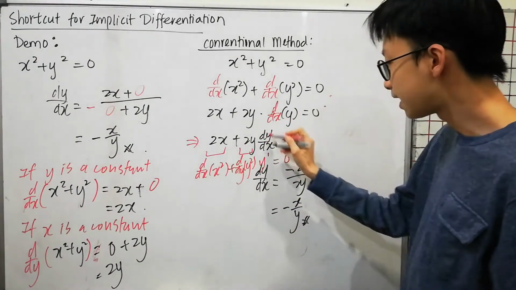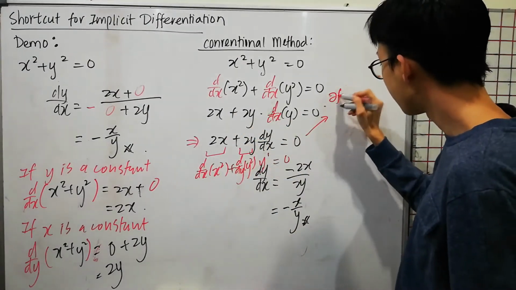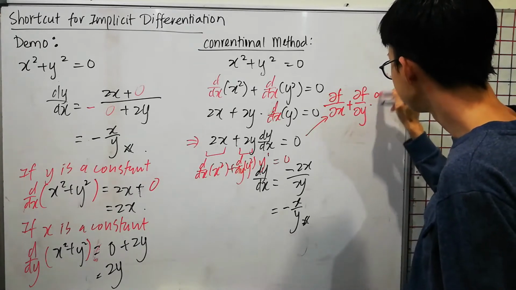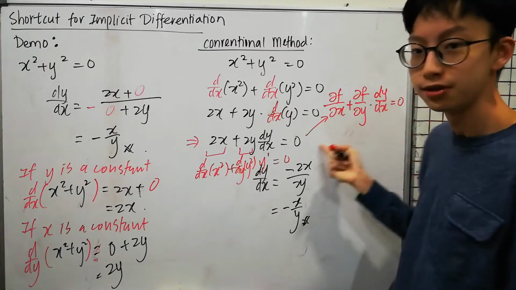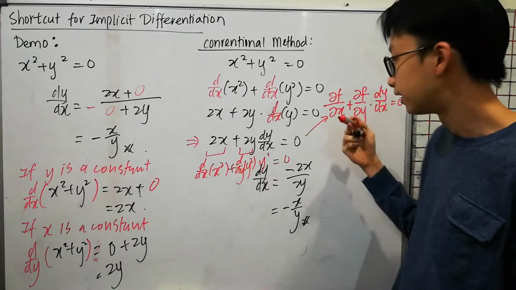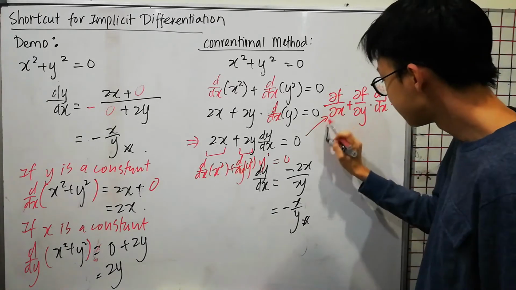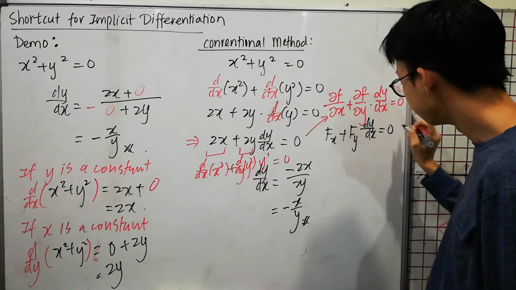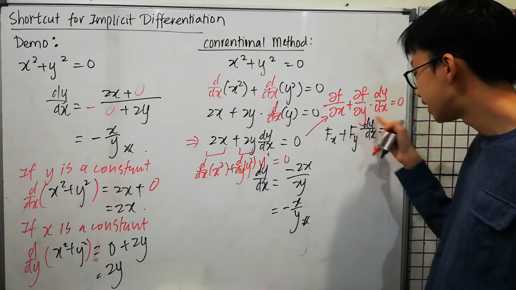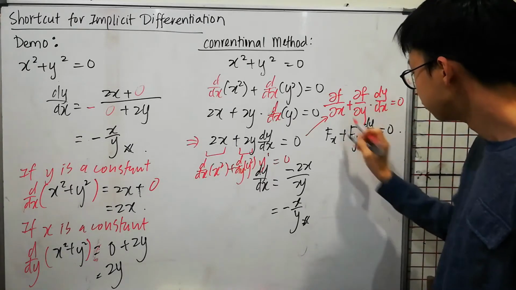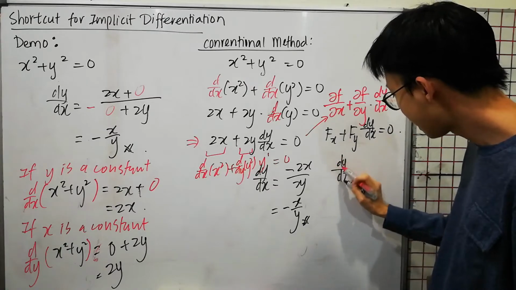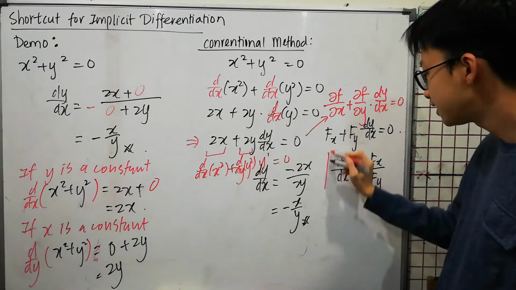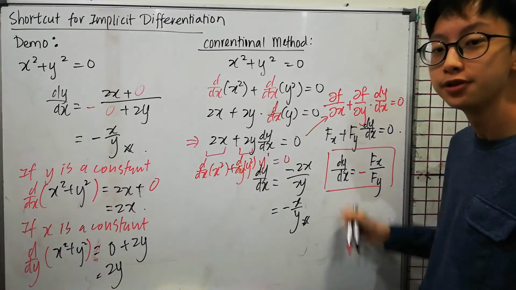The truth is, this step here is actually partial f partial x plus partial f partial y times dy/dx, and it equals 0. I'll explain about the partial derivative later. We can write this as fx plus fy times dy/dx equals 0. And remember, we want to get dy/dx, right? So we will rearrange it, and we have dy/dx equals negative fx over fy. And this is the shortcut that we will use today.